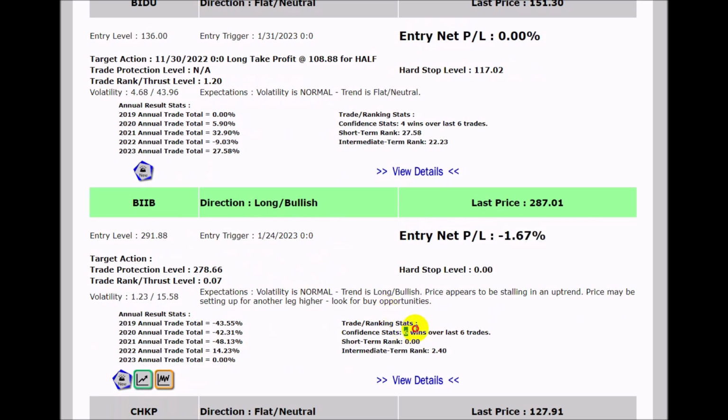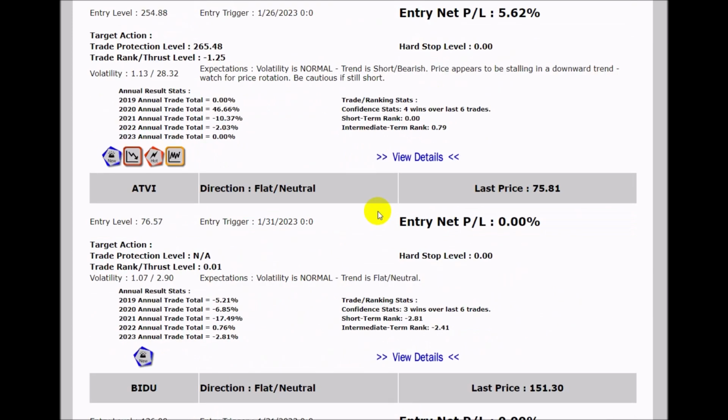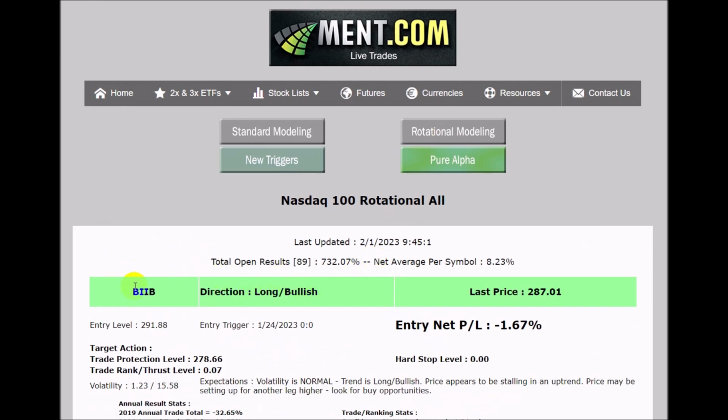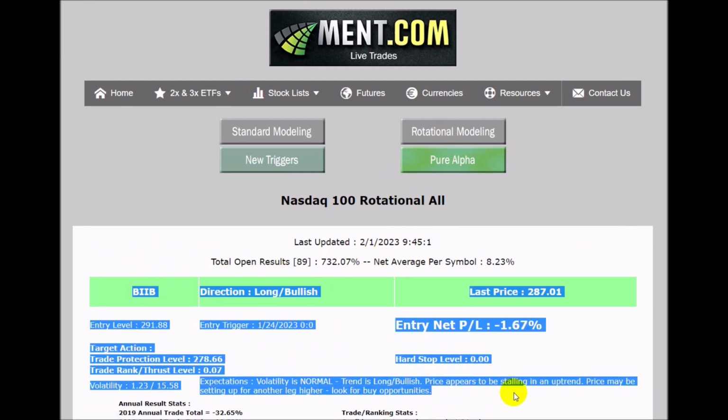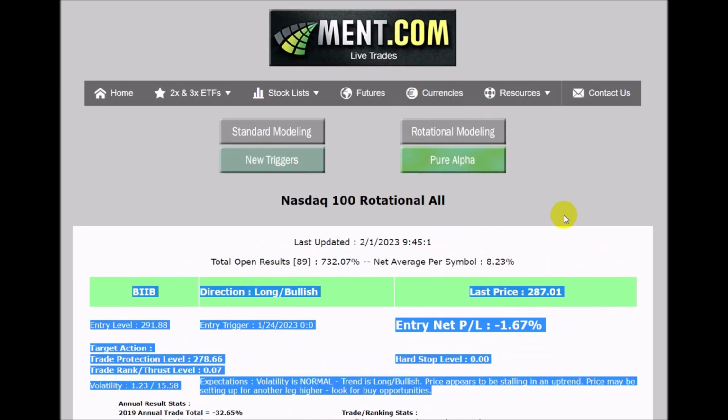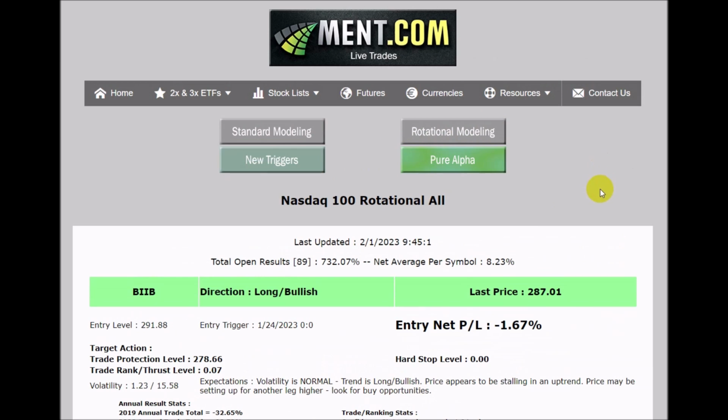It's won 6 of the last 6 trades. So it's still a very viable trigger if you wanted to take it. Of course, you want to make sure the rotational modeling system for BIIB is still long, and sure enough it is. This is a viable trigger, ladies and gentlemen. Okay, now, how does this work?